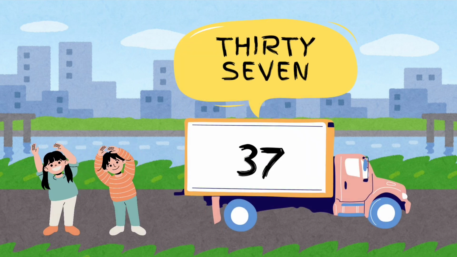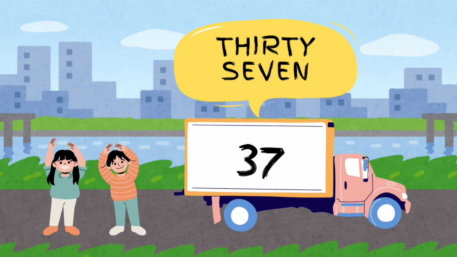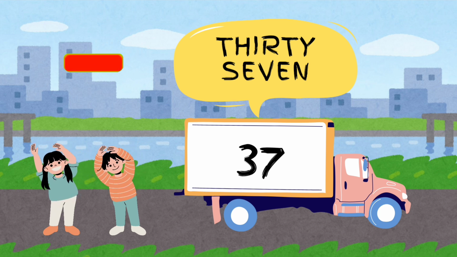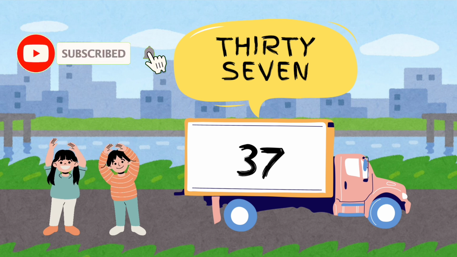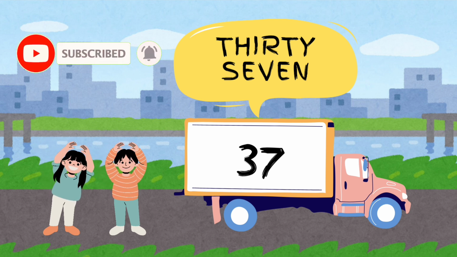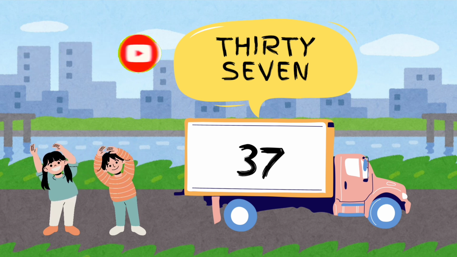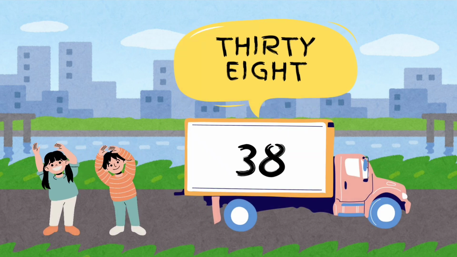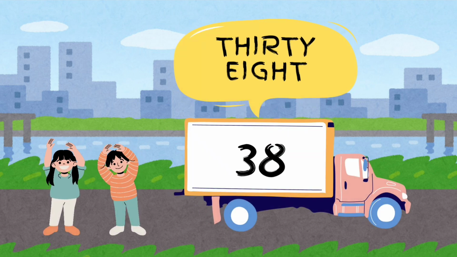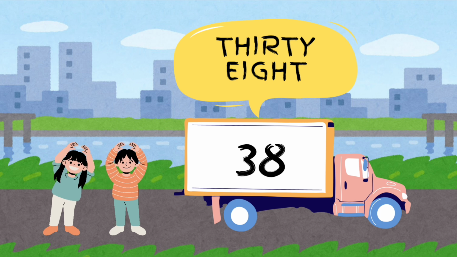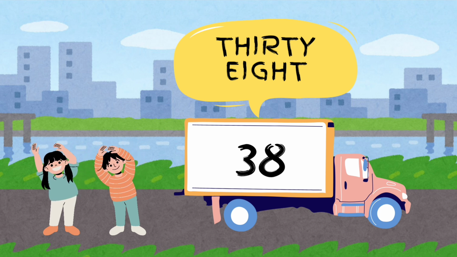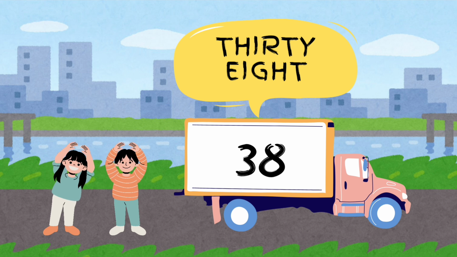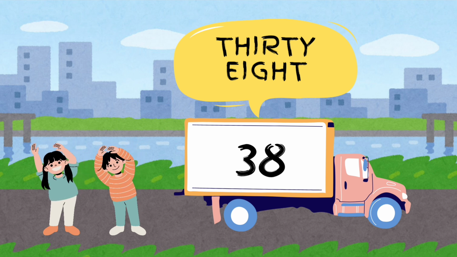37. Now spell with me. T-H-I-R-T-Y, 30. S-E-V-E-N, 7. 37. 38. Now spell with me. T-H-I-R-T-Y, 30. E-I-G-H-T, 8. 38.